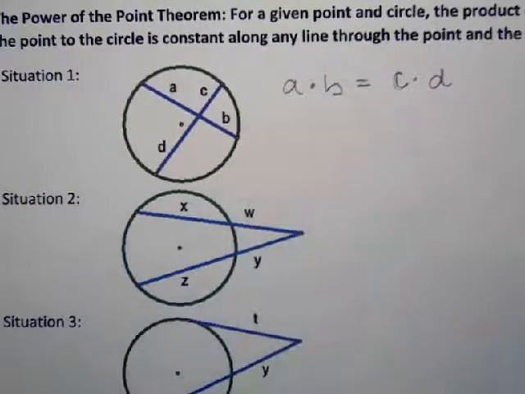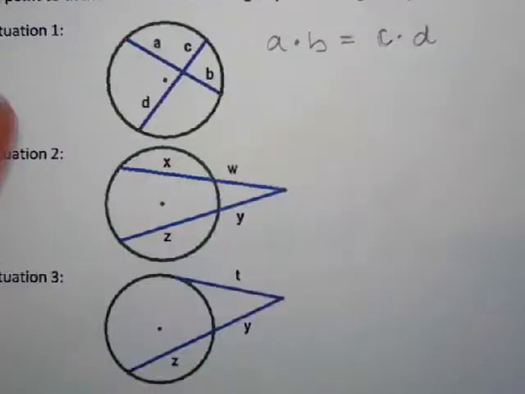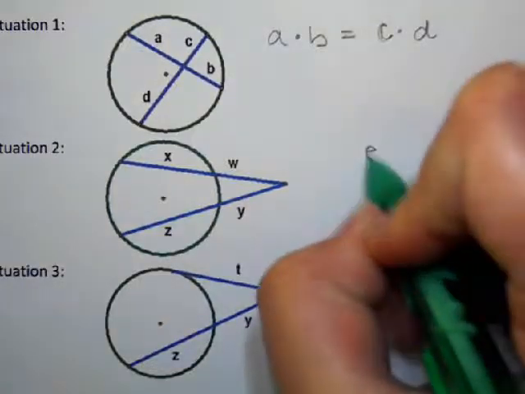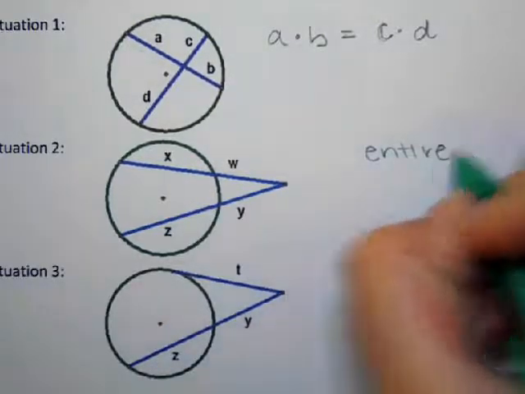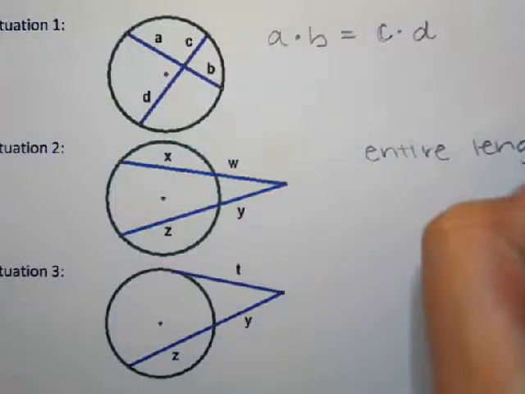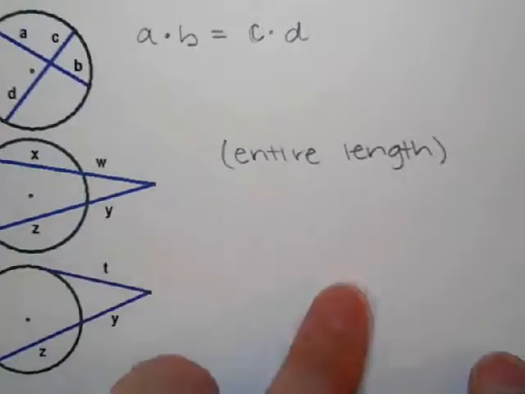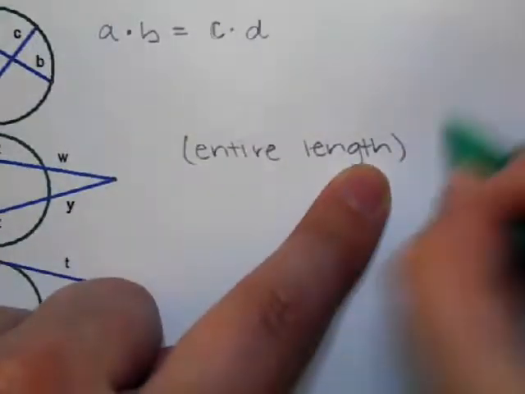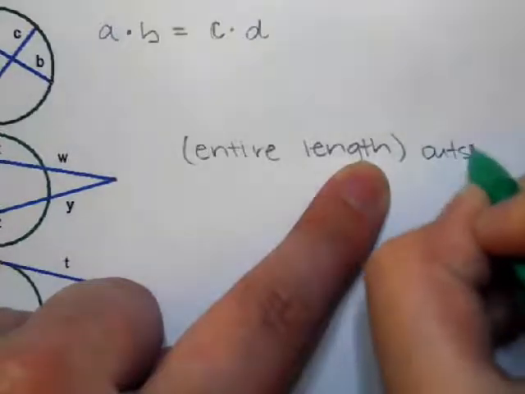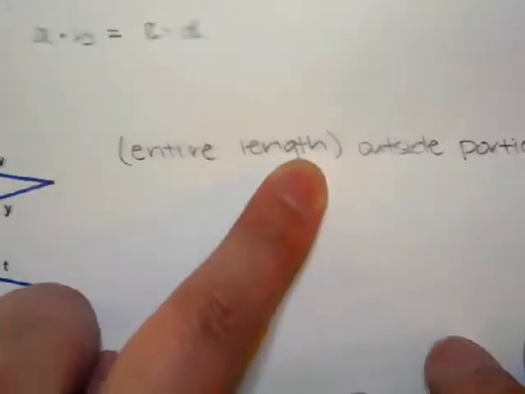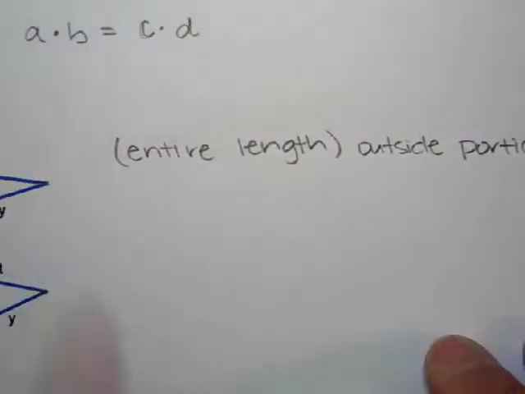Then for these other ones, here's how I remember it. I don't do it based on these letters because I think they're confusing. I think of the entire length multiplied by the outside portion, maybe is how I'll think of it. The entire length multiplied by the outside portion. That's how I think of it, okay?